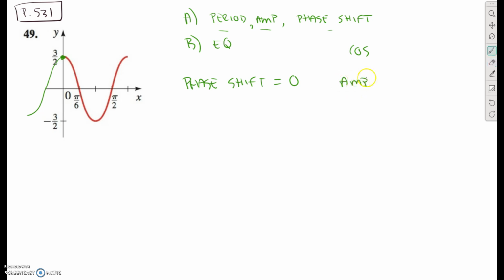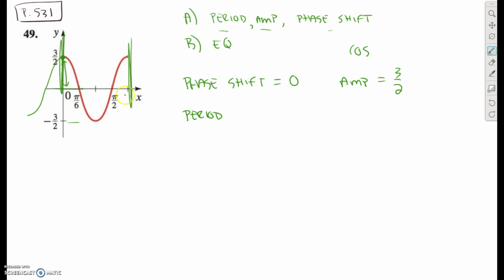The amplitude, that's the distance from the equilibrium point to the peak, or from the equilibrium point to the bottom, I guess, the minimum. That looks like it's 3 halves. And then the period is 1 complete revolution. So I basically see 1 period here. It starts here and it ends here.